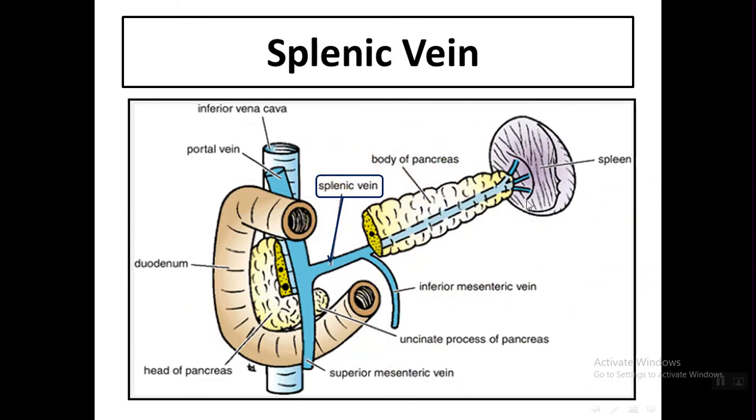The splenic vein is formed at the hilum of the spleen, and it extends behind the tail and the body of the pancreas until it reaches the region of the neck of the pancreas. Here it will unite with the superior mesenteric vein to form the portal vein. The portal vein is formed behind the neck of the pancreas by the splenic vein and the superior mesenteric vein. The splenic vein also receives a tributary called the inferior mesenteric vein.